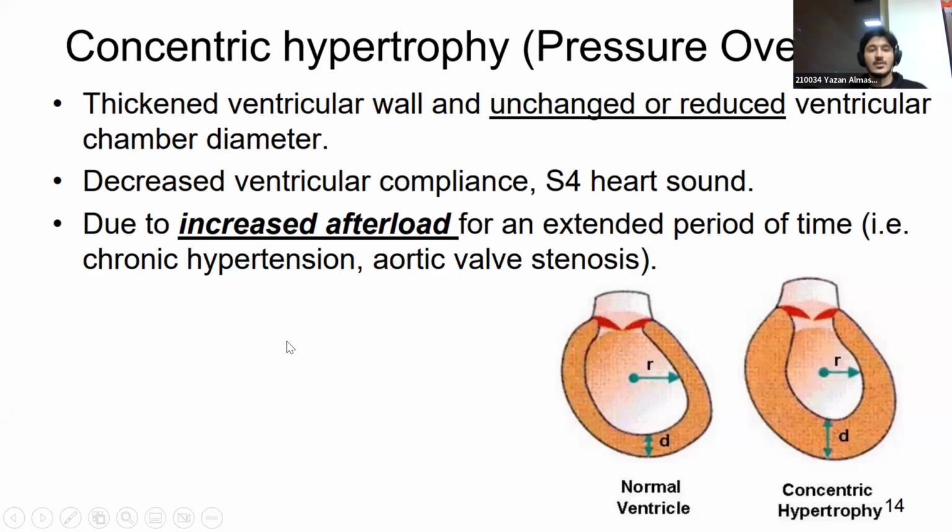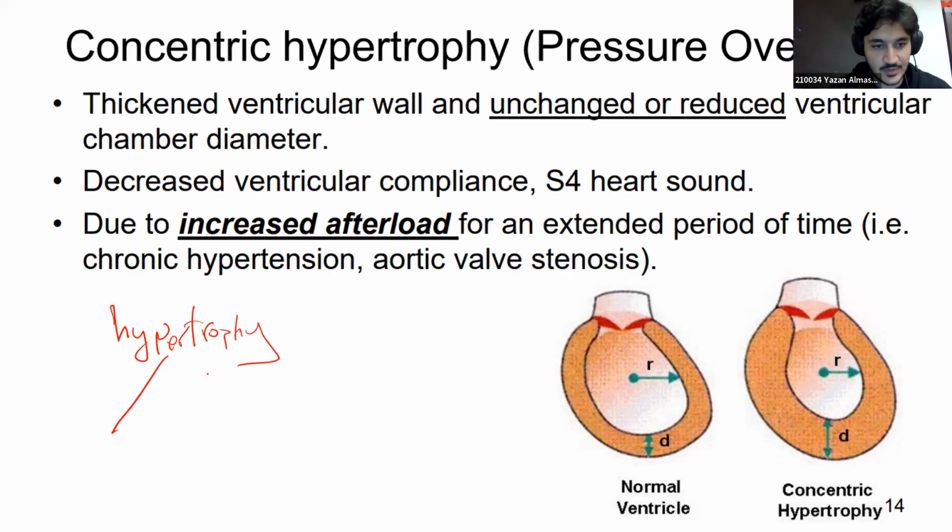Now we're going to start with a new concept. It's called concentric hypertrophy. Remember, guys, when I said the heart is a muscle, and once you overwork this muscle, what's going to happen? It's going to grow bigger, right? Yes. This growing bigger, or thicker, is known as hypertrophy. Now, we have two types of hypertrophy in the heart: concentric and eccentric.